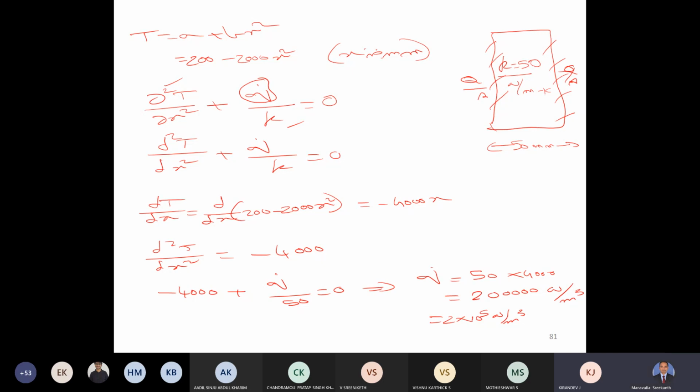So to find the heat flux at this point, what we do is draw the schematic diagram for this.